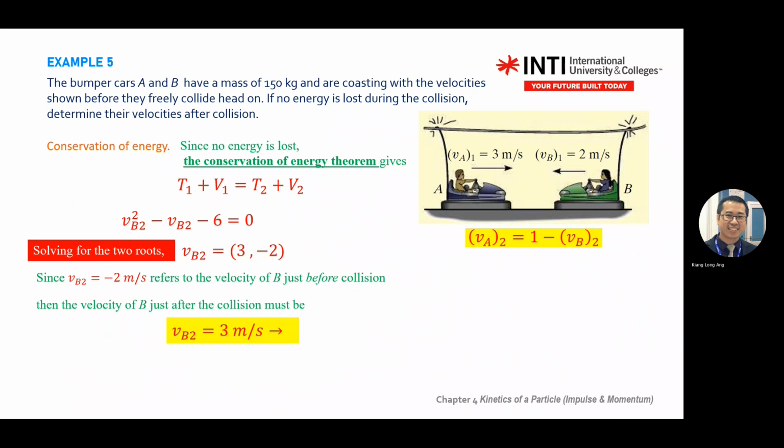But here, I believe you can understand. So for VB, you have two answers, one before and one after. The one after is 3 meters per second to the right. Again, we square the velocity, so these two values apply to B, but the answer is only the one after the collision.